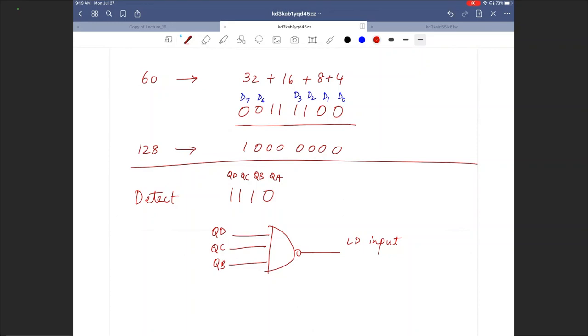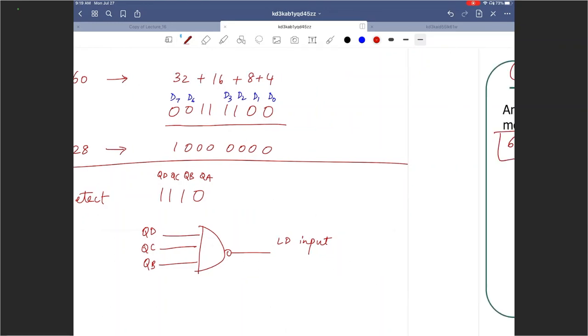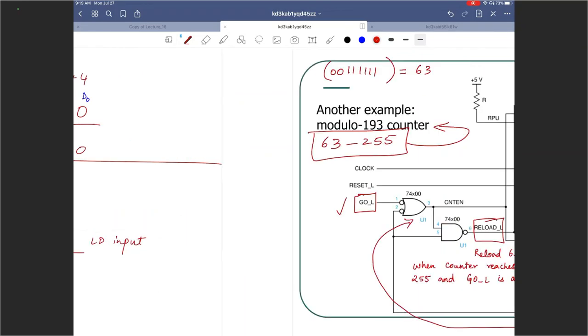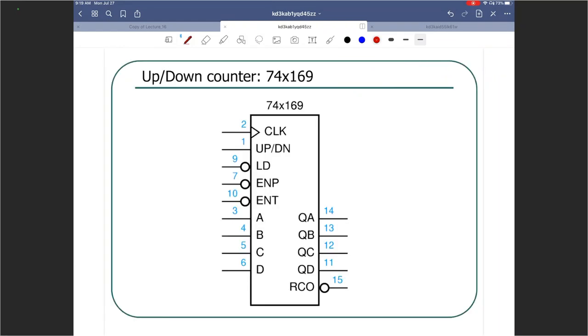Next, we have an up and down counter. 74x163 only allows you to count up. 74x169 allows you to count up as well as down. So it's the up and down counter. Let's walk through this. A lot of things are similar. Clock is a positive edge triggered counter, right? Positive edge triggered. Pin number 1 is the up and down input.